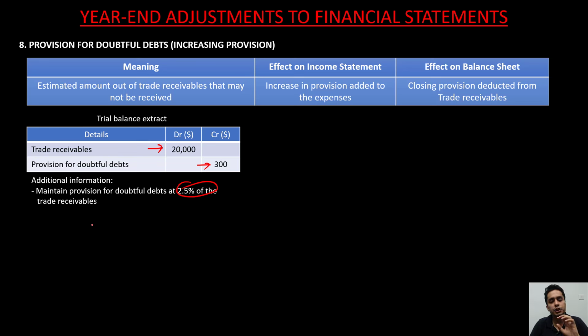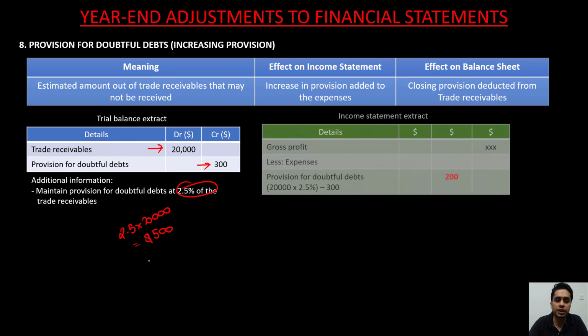Meaning trade receivables showing at 20,000, you need to maintain the doubtful debts at 2.5% of that 20,000. So when I calculate 2.5% of 20,000, how much am I getting? I'm getting $500. But what is my existing provision? Only $300. It means there's a shortage of $200 in my provision, which I need to increase.